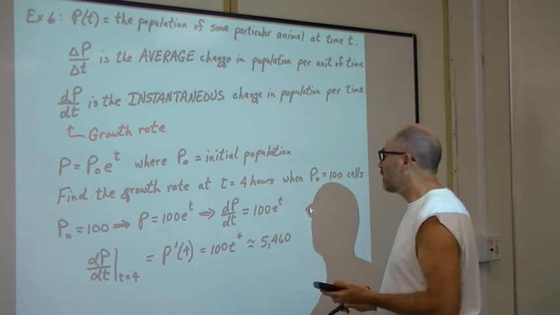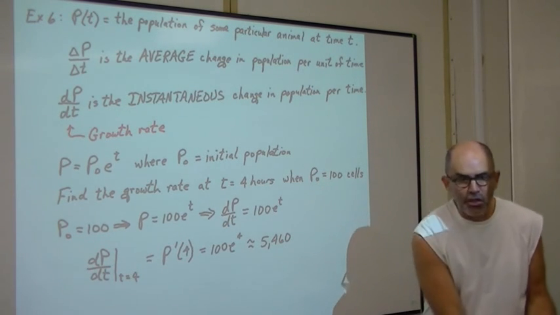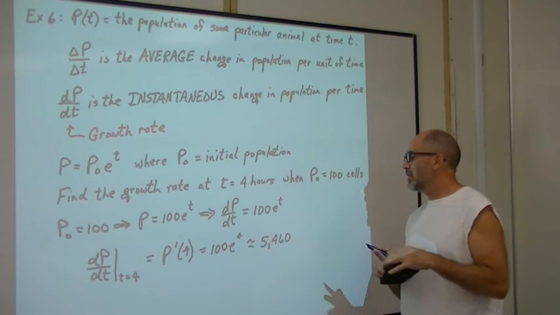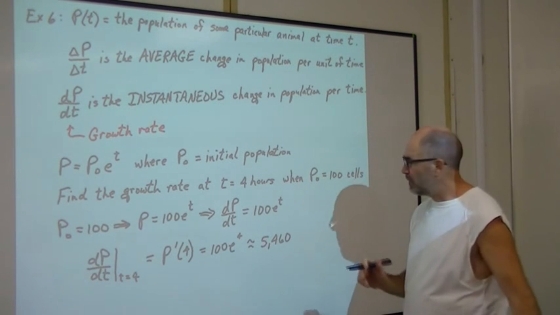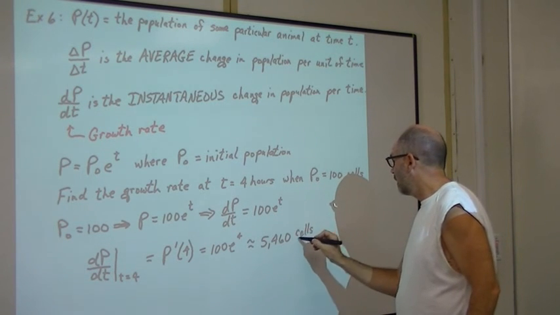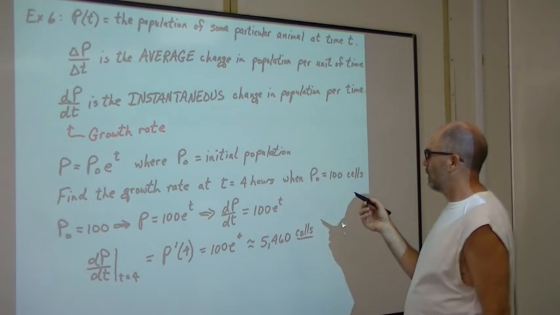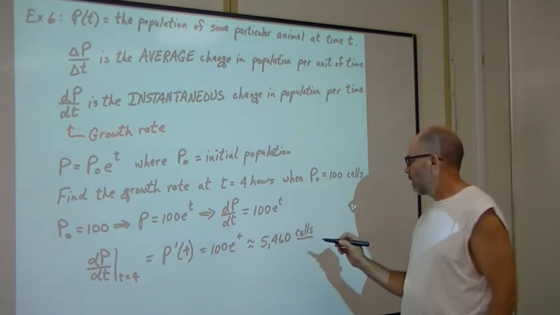5,460. Now what are the units? Well, it's the rate of change of population per unit time. So that means 5,460 cells per, what time are we talking about? Hour. Yeah, right.